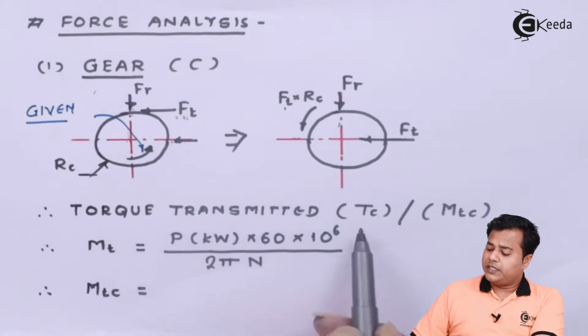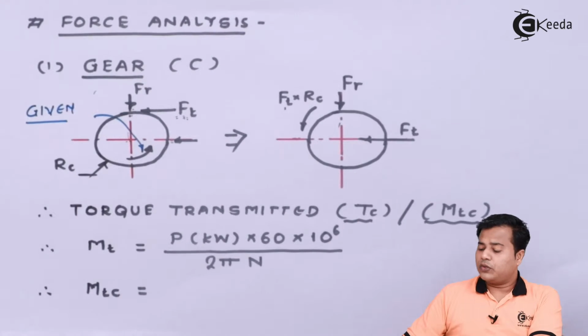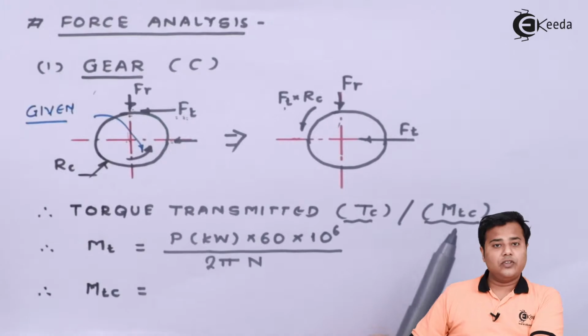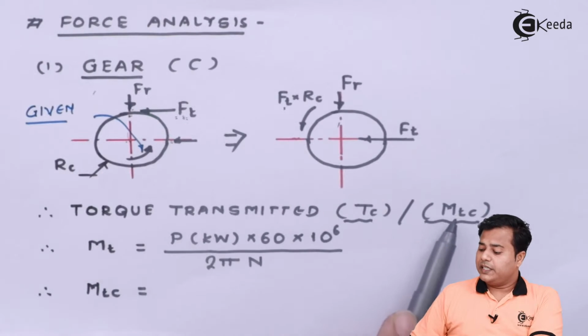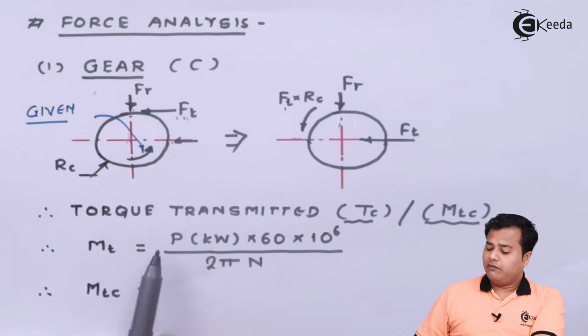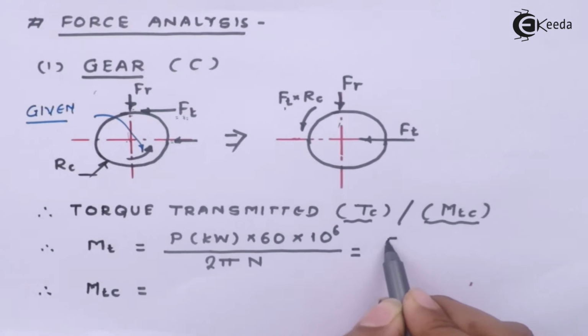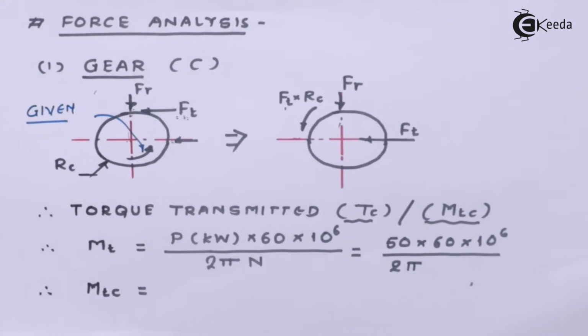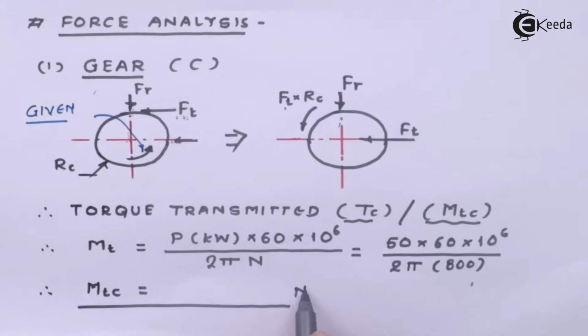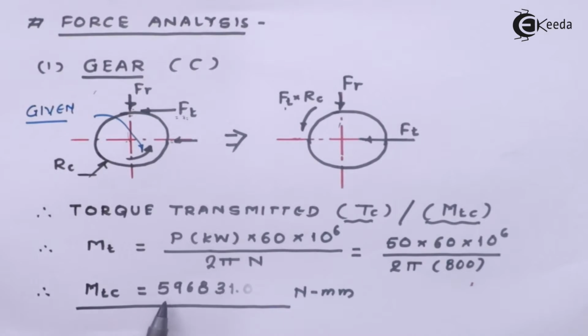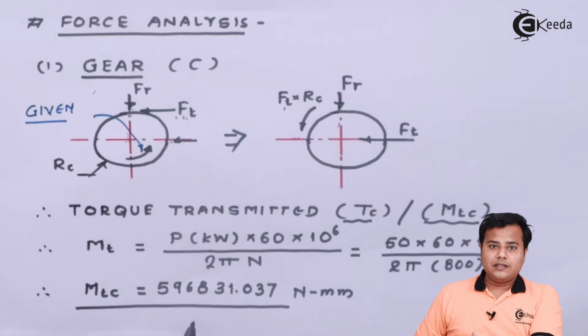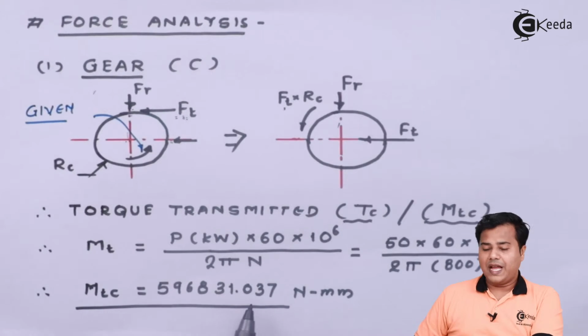Therefore, the torque transmitted. We can use this letter or this letter for torque transmitted, doesn't matter. We'll go for this because we have been using uniformly the same letter. So it is the torque transmitted or the torsional moment about point C. We know this straightforward formula. We also know the power to be transmitted by the gear is 50 kilowatt. Let's substitute the values. The RPM value let us substitute, which is 800 of course. Upon solving, we'll get the value of torsional moment acting at point C in terms of Newton millimeter somewhere around 60 kilonewton meter. So that is the value we have.